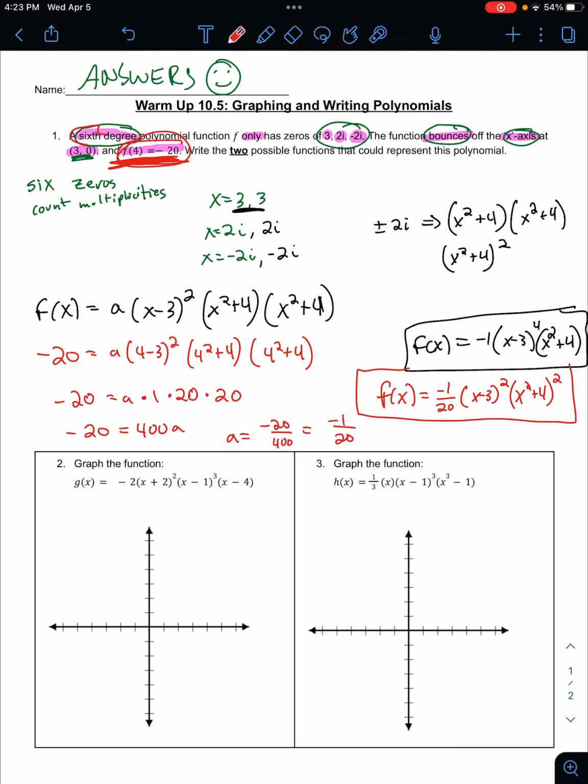I have to get to a 6th degree, meaning I have to have 6 zeros. The x equals 3, or the 0, 3, 0, that x-intercept has to have a multiplicity that is even. So it either can be this multiplicity of 2, or we could have had 2 more and got rid of these, or we can double up our imaginary multiplicity. So that's how we're going to answer this first question.